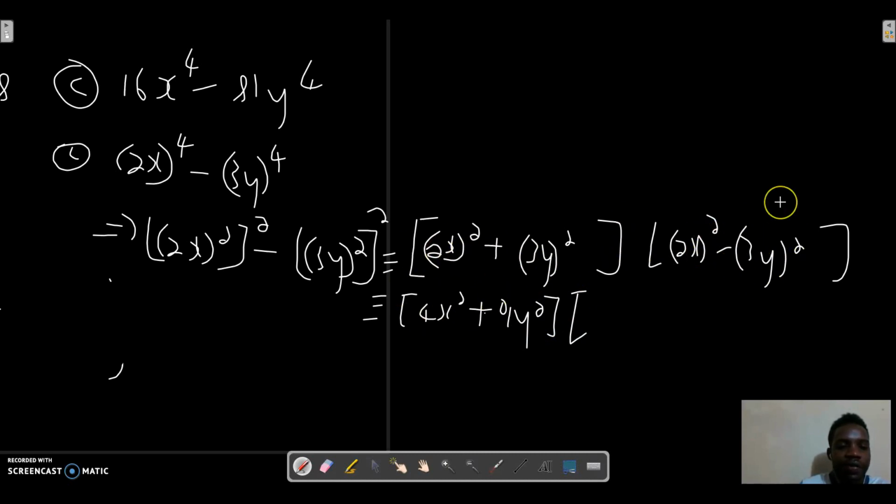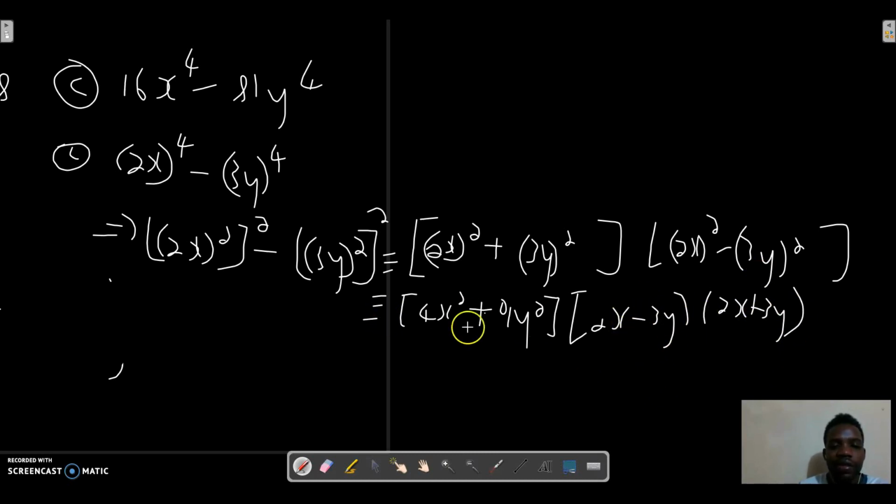But this can be further factorized. So we have 2x minus 3y, and we have 2x plus 3y. And if we want to make this look more beautiful, we could write these two seemingly linear terms first, then we write the irreducible quadratic. So we could change the order here, but that's not necessarily very important.